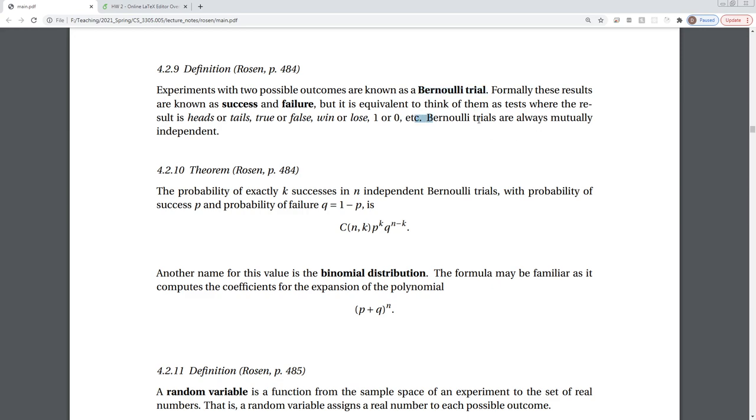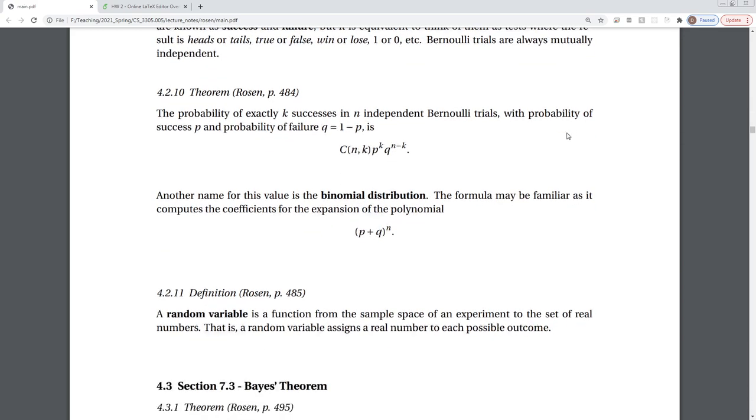And so these are always mutually exclusive because either it happened or it didn't happen, right? So we ignore the case where you flip the coin and it lands on its side. We'll just say that that never happens, right? It's never both. It's never some hedge in between. It's always one or the other.